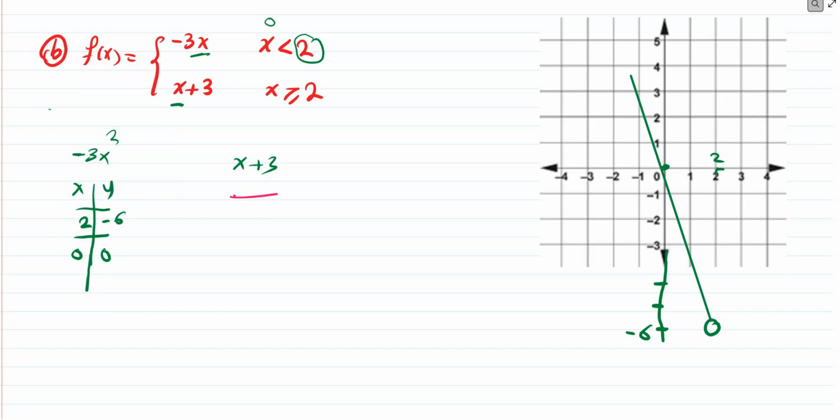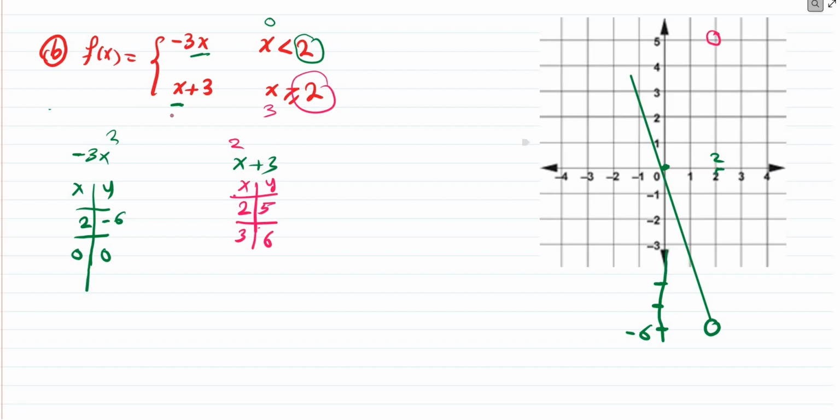For x plus 3, again make a table of x and y. Pick this number again, this is 2, and pick a number satisfying this condition, maybe 3. So we can pick 2 and 3. Substitute 2 in the function: 2 plus 3 equals 5. If you substitute 3, it equals 6, right? So (2, 5) about the y-axis can be here.